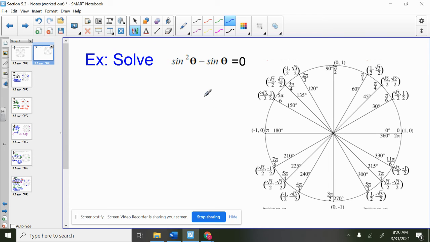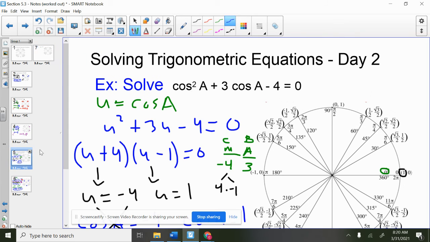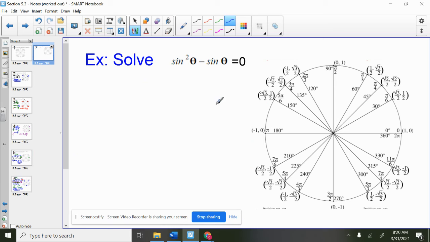Okay, one more. We're still going to kind of go along with this. This is still similar to what we did, except instead of doing the trinomial factorization, this is going to be a GCF. Both of these share a sine. So I don't have to do any u substitution. I'm going to factor out a sine theta. Remember, whenever you do a GCF, you're taking these terms and dividing them by your GCF. Well, sine squared divided by sine is a sine. And then negative sine divided by sine is a -1.